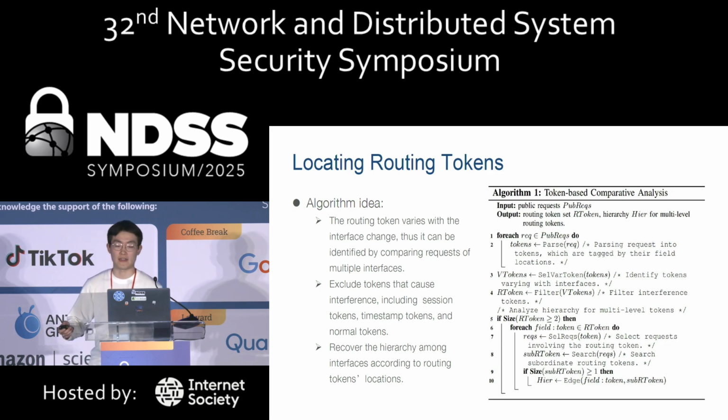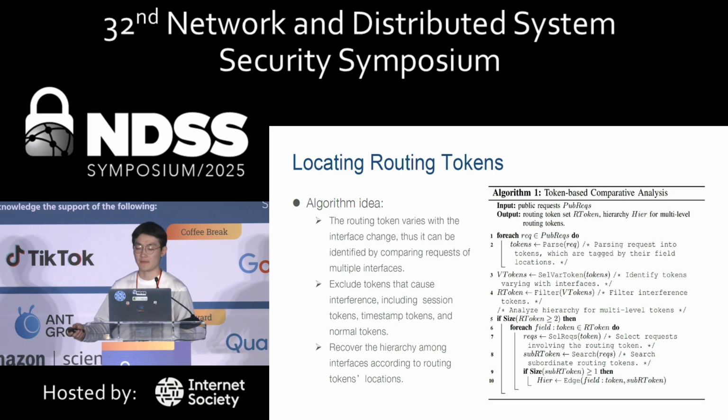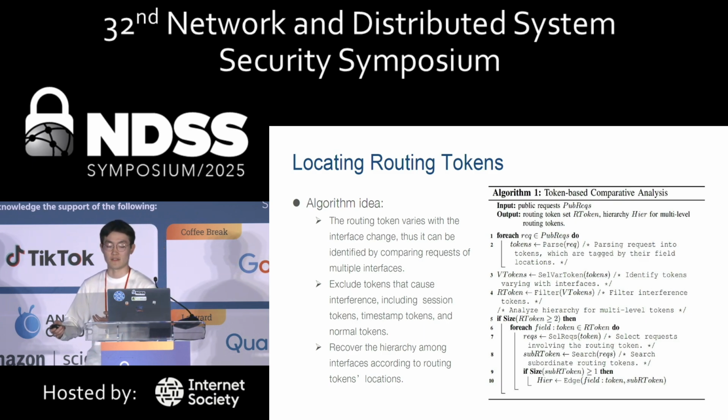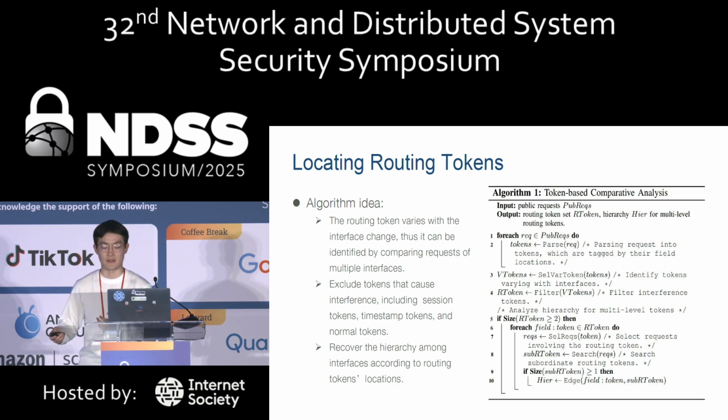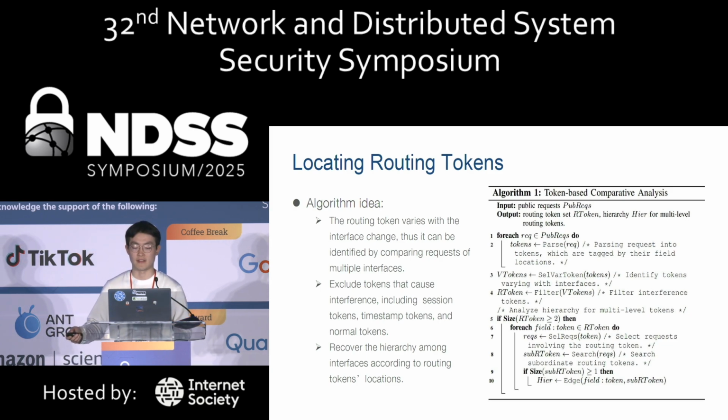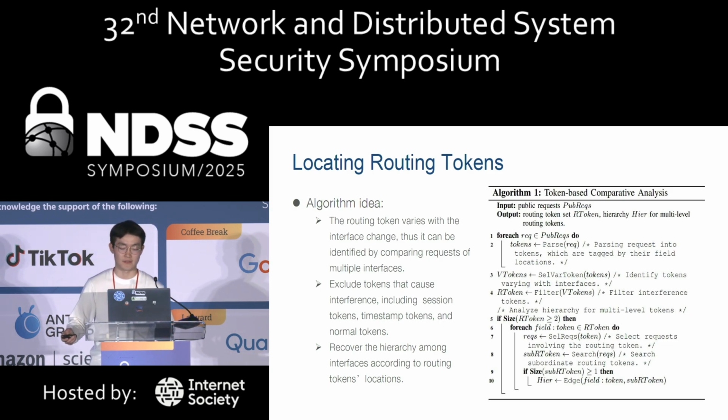They decompose requests into tokens based on their grammatical structure and compare tokens with the same fields to identify variable tokens as potential routing tokens. However, certain token types can interfere with routing token identification due to their variability. They eliminate this by leveraging their temporal characteristics. For multi-level tokens, they cluster requests by routing tokens. If multiple requests share the same token, they establish a partial order between the upper and lower routing tokens to handle hierarchical dependencies.